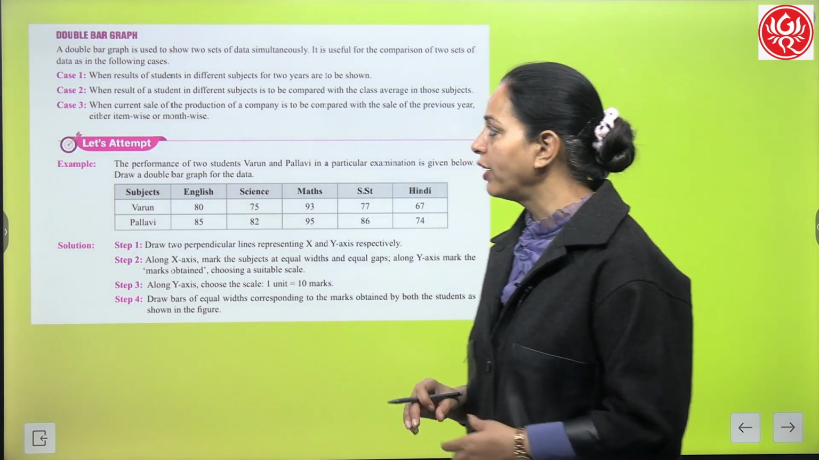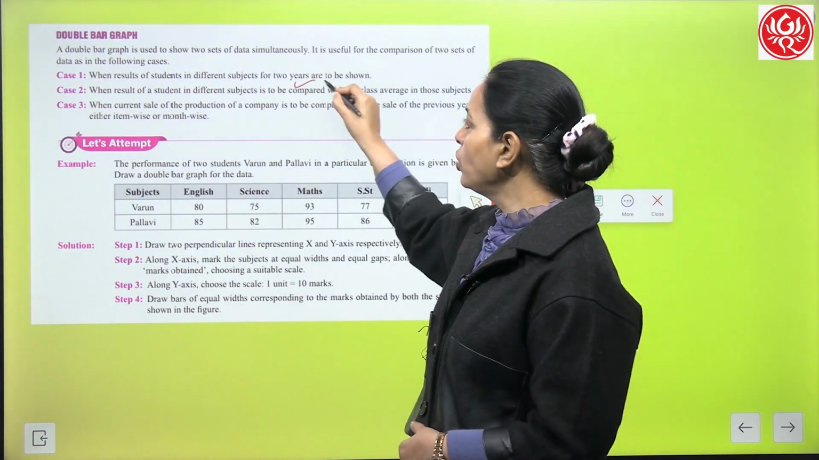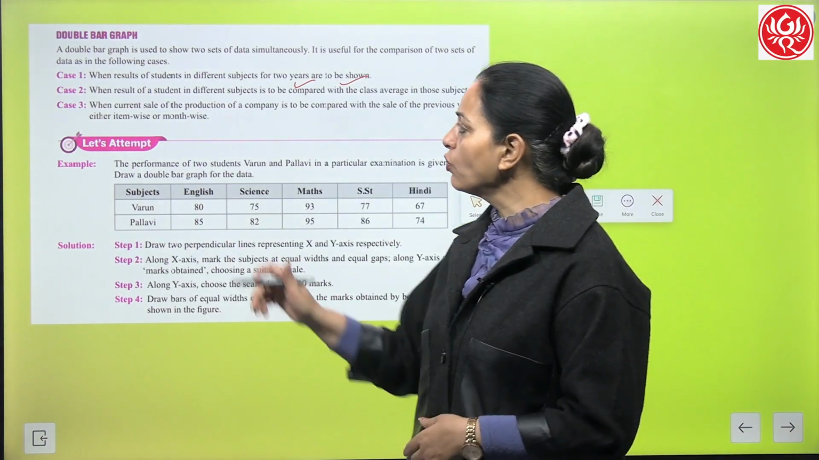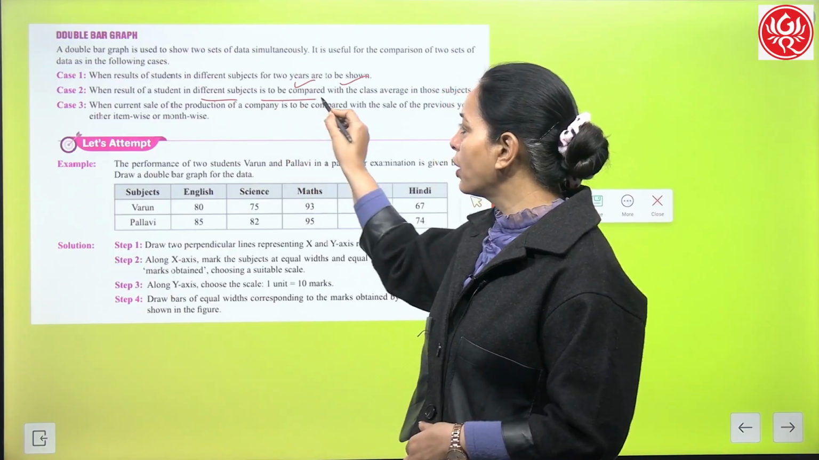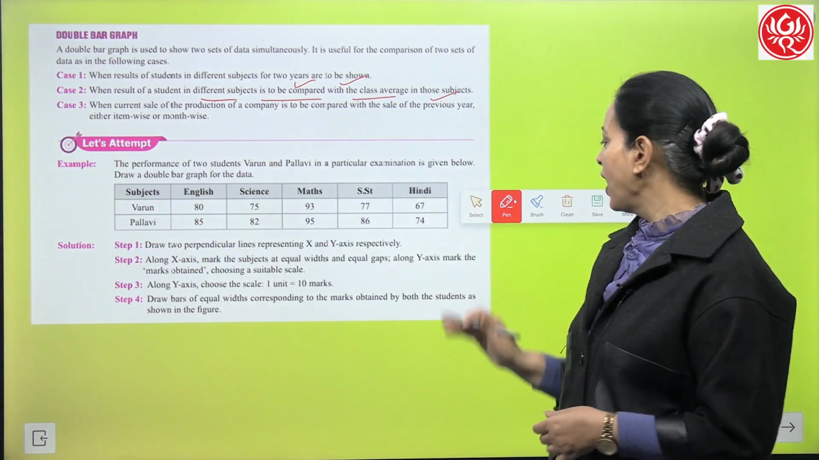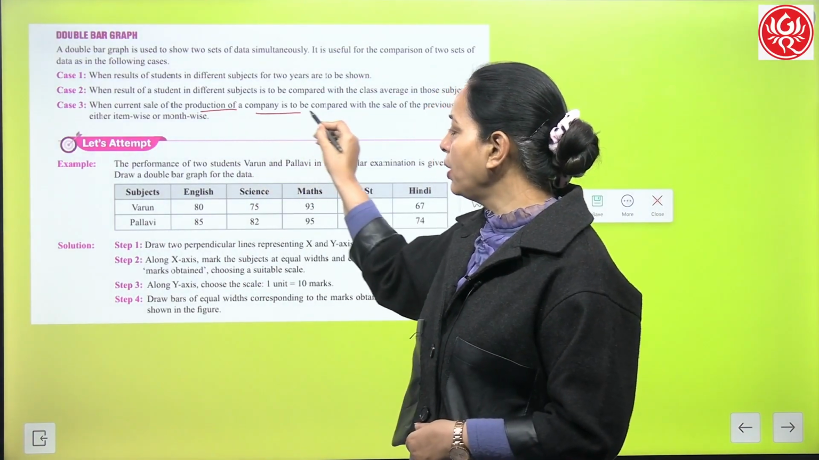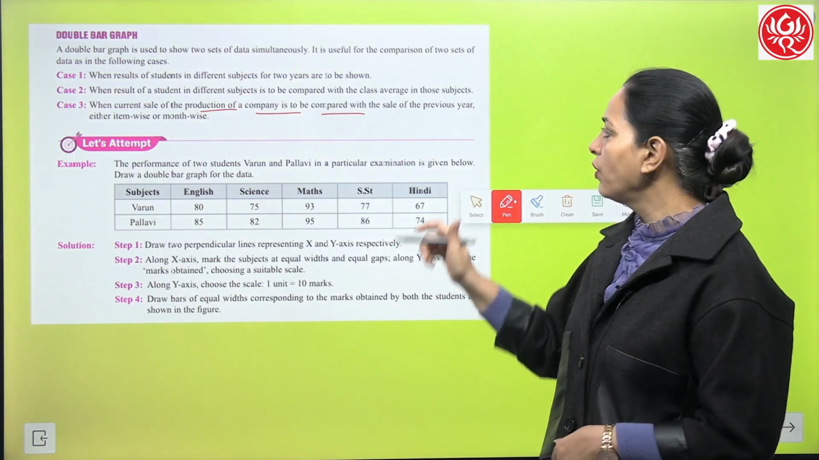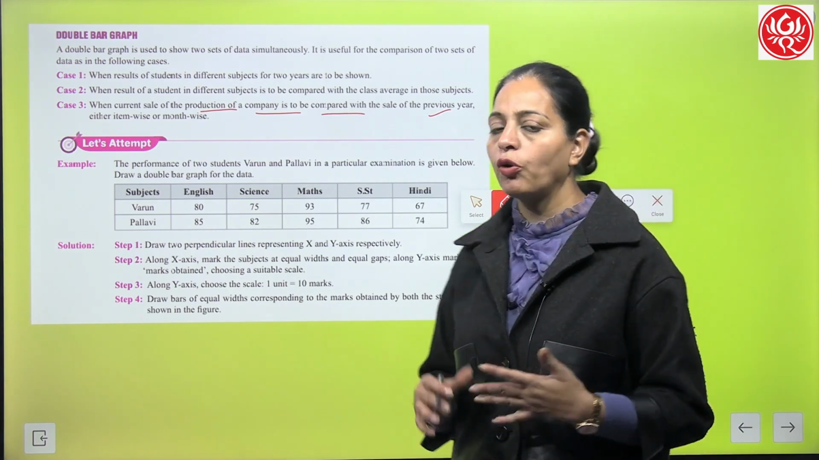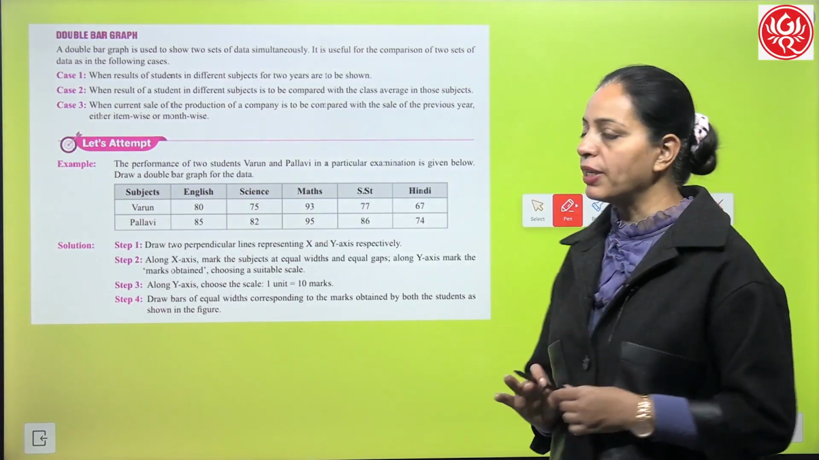See case 1. When results of students in different subjects for 2 years are to be shown. Case 2. When the result of a student in different subjects is to be compared with the class average in those subjects. And case 3. When the current sale or production of a company is to be compared with the sale of the previous year, either item wise or month wise, right? So now let us attempt some examples.